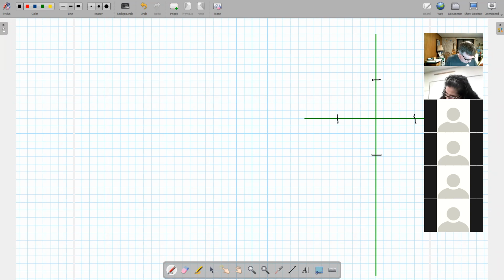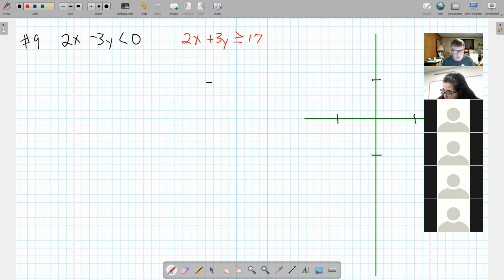Okay, so this set of inequalities, this is number 9. It says 2x minus 3y less than 0. And 2x plus 3y greater than or equal to 17. And again, the particular problem that you did may have different numbers as part of it. Okay.